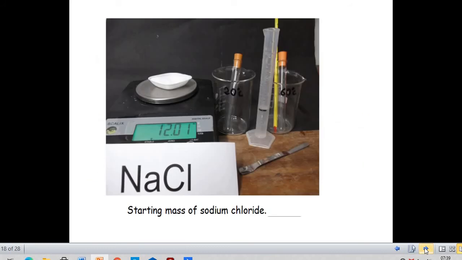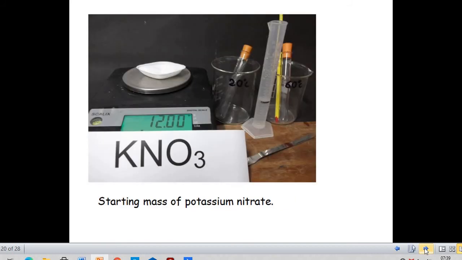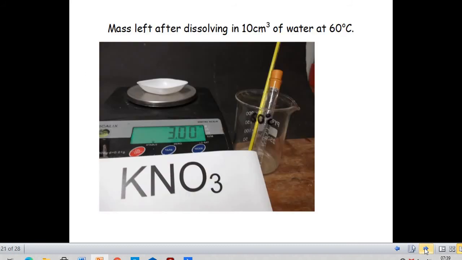So we're going to start with the same mass of sodium chloride at the start, but this time we're using the right hand side beaker, the 60 degree C, and so the water in the measuring cylinder will be 60 degrees. That's your final mass. That's your starting mass of potassium nitrate. That's your final mass of potassium nitrate.